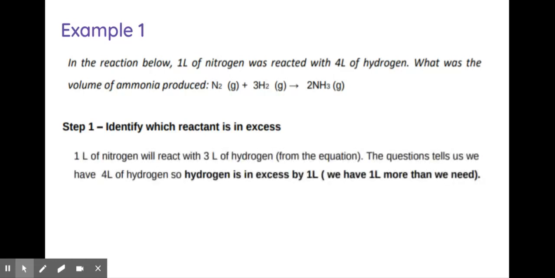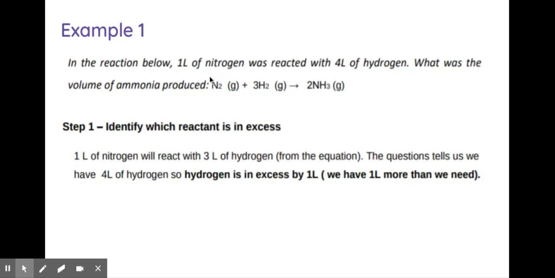So let's have a look at our mole ratio. We have 1 litre of nitrogen reacts with 3 litres of hydrogen to produce 2 litres of ammonia. So if we only require, in a 1 to 3 mole ratio, 1 litre of nitrogen, we'll require 3 litres of hydrogen. That means that we have 1 litre of hydrogen extra. So hydrogen is in excess.